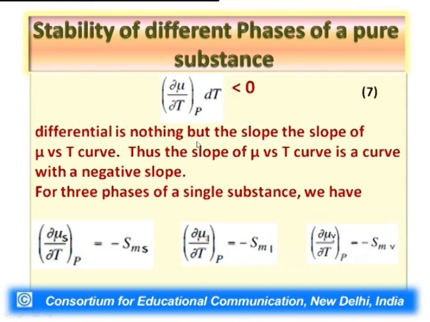So, what is this differential? We all know that del y by del x is nothing but the slope of y versus x curve. So, here we deal with the differential del mu by del T at constant P. What is del mu by del T? It is nothing but the slope of mu versus T curve, and if the left hand side is less than 0, it does mean that mu versus T is a curve with a negative slope.